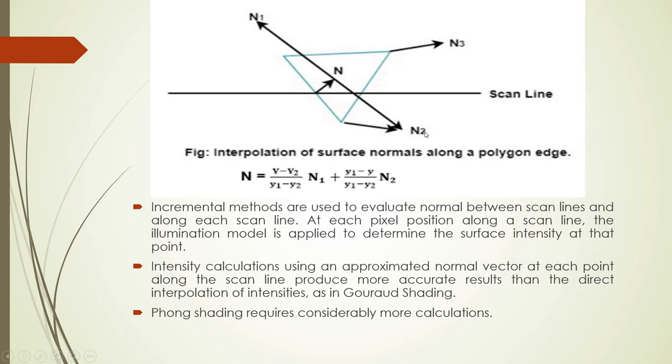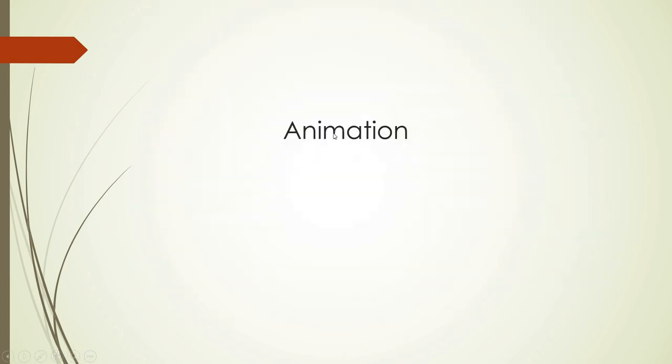It will give you a normalization. It will give you a normal vector with the polygon edge. This is what Phong shading is. Now, in our next lecture, we will see the animation.